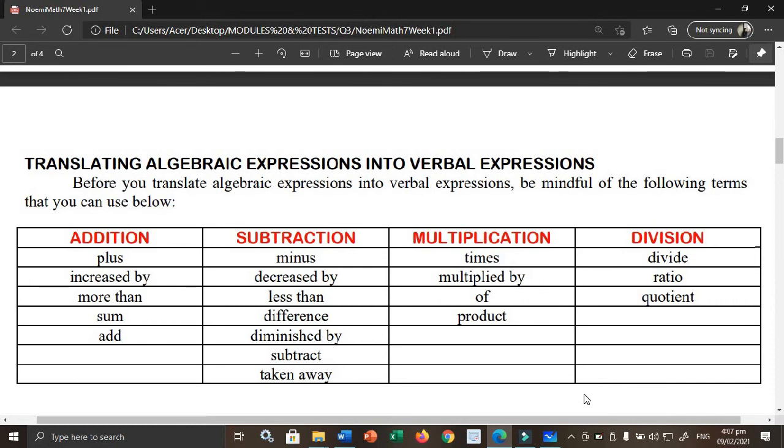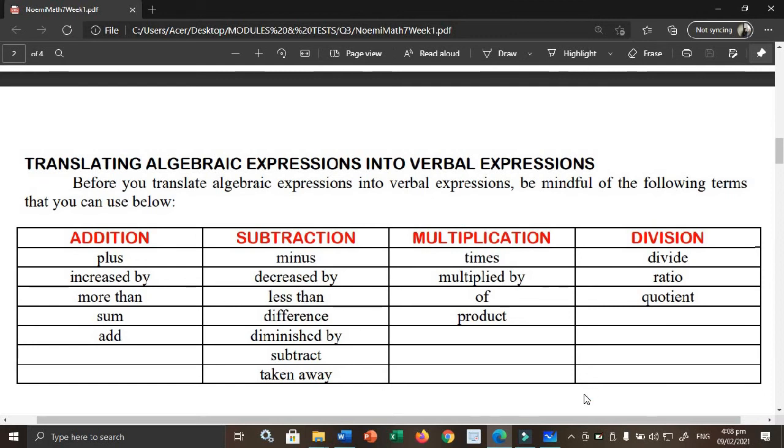Sa addition, kadalasan ginagamit is plus, increase by, more than, sum, and add. Kapag naman sa subtraction, we have minus, decreased by, less than, difference, diminished by, subtract, or taken away. And then sa multiplication, we have times, multiplied by, of. So, of, I'm not sure if familiar kayo na yung word na of indicates multiplication. Pero, yeah, it indicates multiplication.